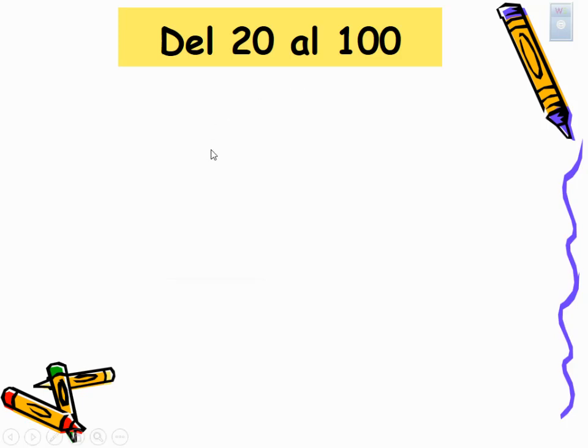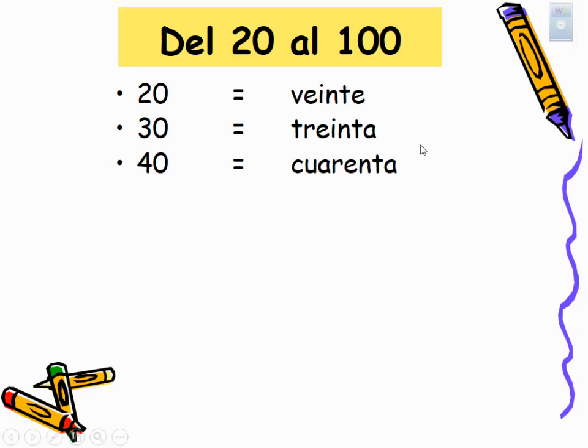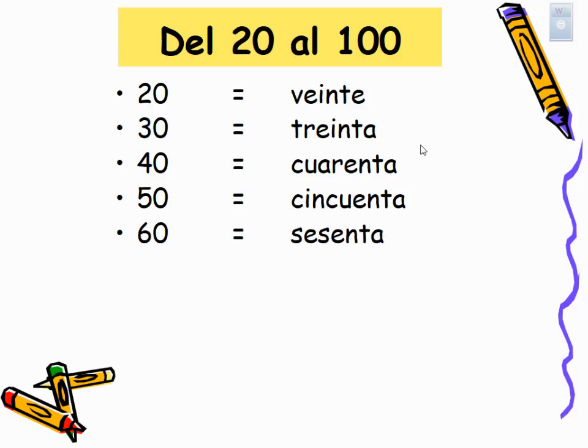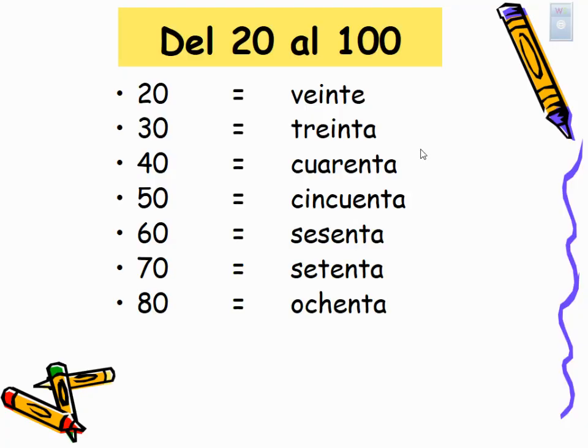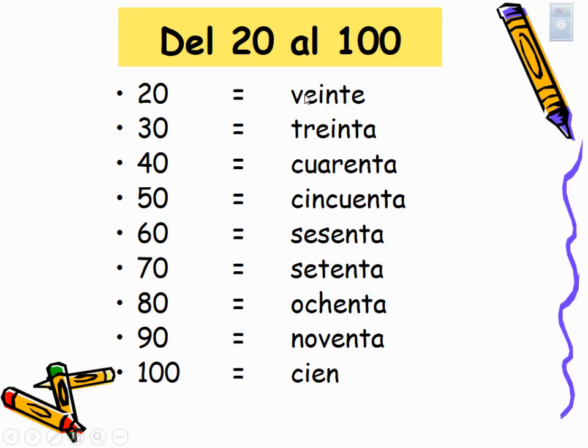Okay, so now let's cover numbers 20 to 100. So 20 in Spanish is veinte. 30 is treinta. 40, 50, 60, 70, 80, 90, 100. Let's try this again.